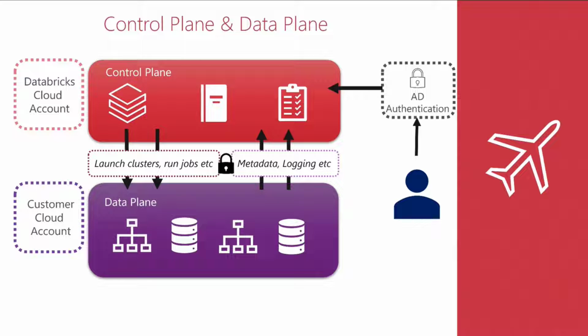Essentially the architecture is divided into two planes: the control plane and the data plane. The control plane is managed by the Databricks instance and handles your workspace and cluster configurations. So once you spin up a cluster, the configuration and schematics of that cluster are handled by the Databricks instance. Sign-on is authenticated by Azure Active Directory. However, the credentials are not sent directly to Databricks.